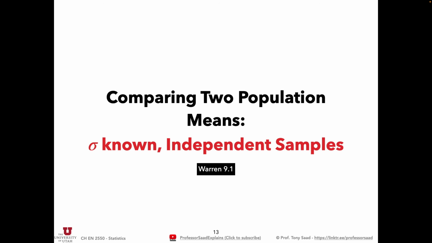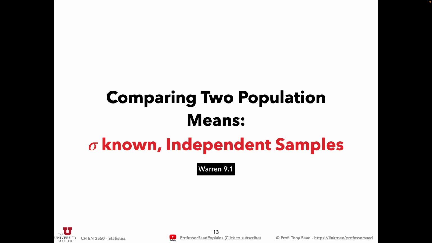So now we're not comparing one mean, we're going to compare two population means. We're going to assume sigma is known. Again, that's the simplest, just to show you how to do the math, like we did previously. But independent samples, because independence makes things very easy mathematically. Okay? We start with, as usual, a point estimator.